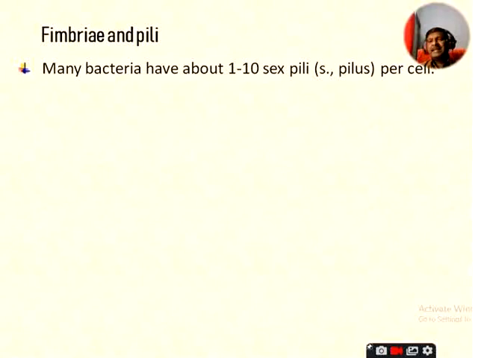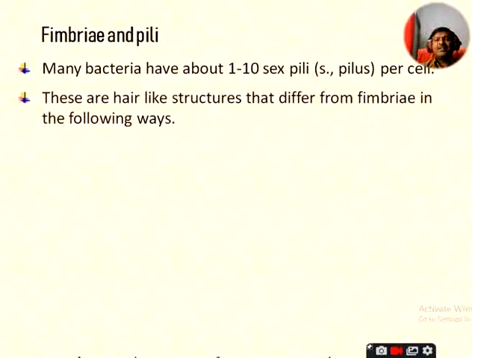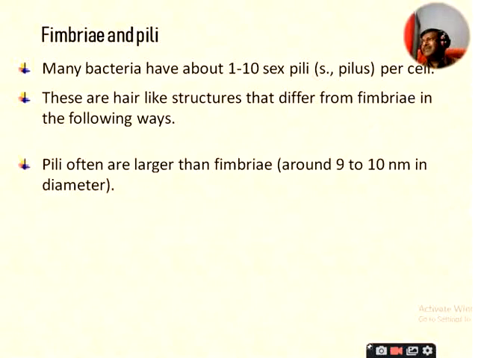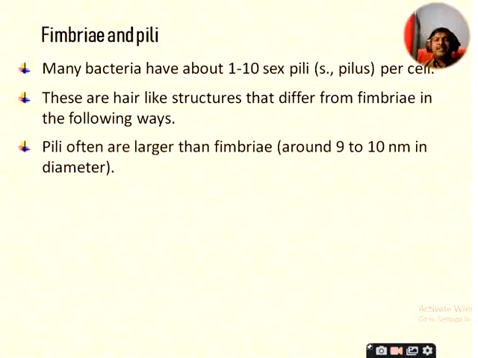Okay, and they are helpful for the transfer of gene or plasmid from one cell to another cell. That means it is one of the mechanisms through which gene transfer takes place, and these are also hair-like structures that differ from Fimbriae in the following ways.